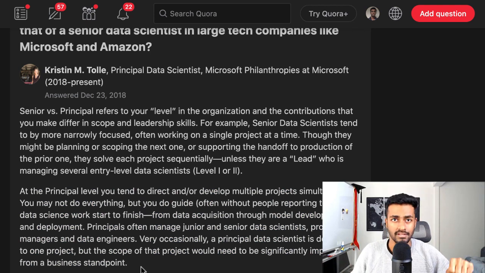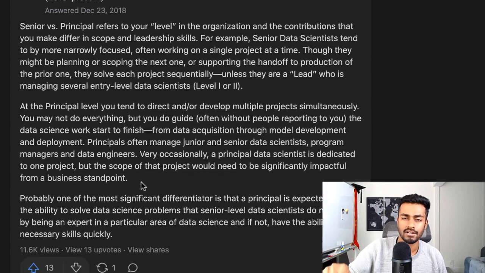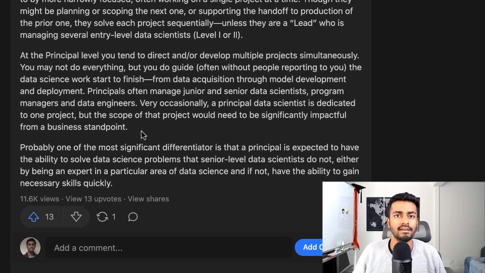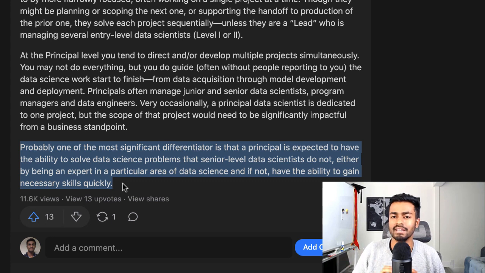Some projects might be in the development phase, other projects may be in the deployment phase. And at the same time, they might also be mentoring some senior level, entry level or mid-level data scientists as well. And given a problem, these are the people who are most likely to be able to solve it if there's nobody else in your company who can tackle it in a very proficient way.